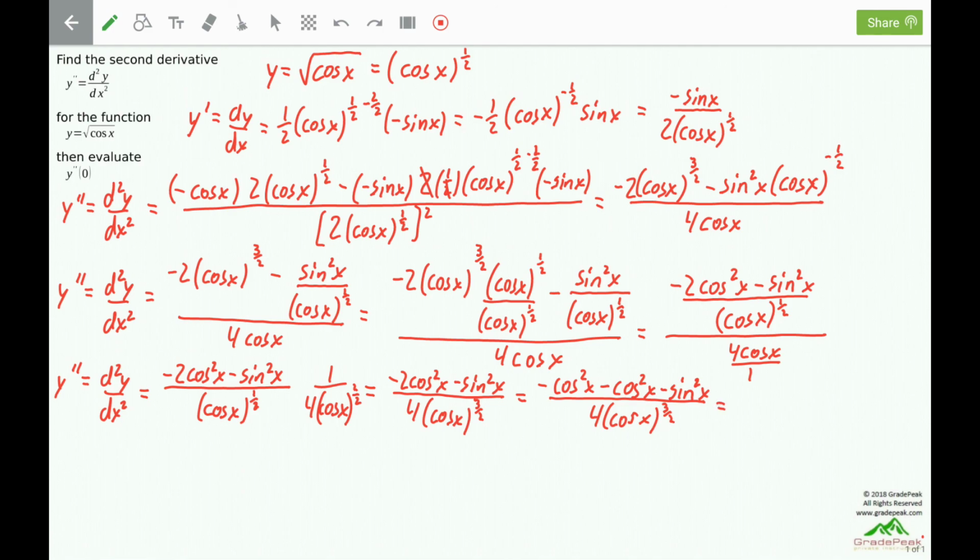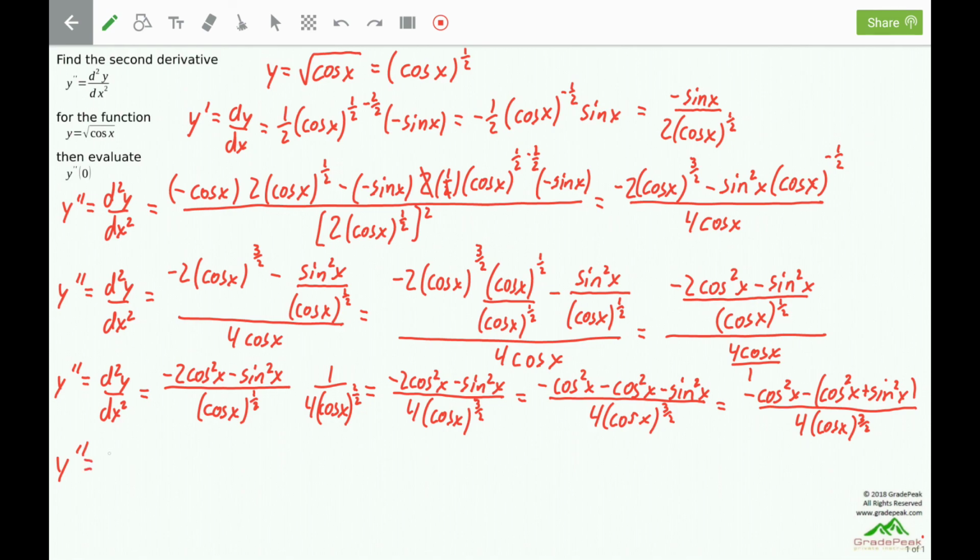To have the Pythagorean trig identity happen in the numerator, we're going to want to factor out a -1 first, so then it becomes cosine squared x plus sine squared x, and then it's over 4 cosine of x to 3/2 power.